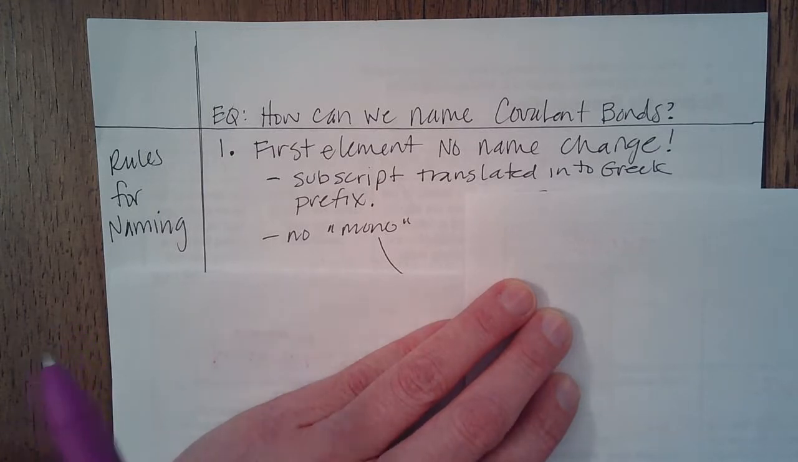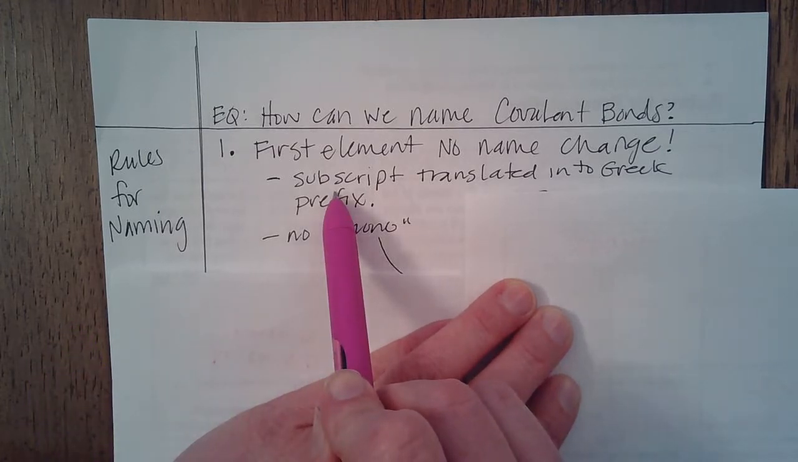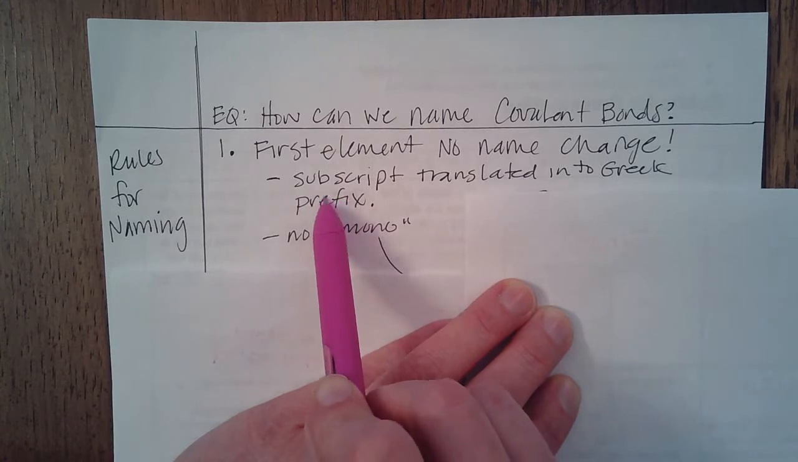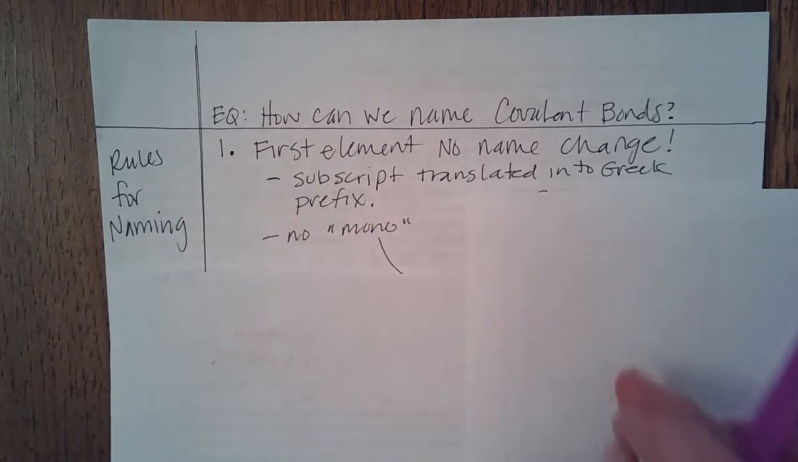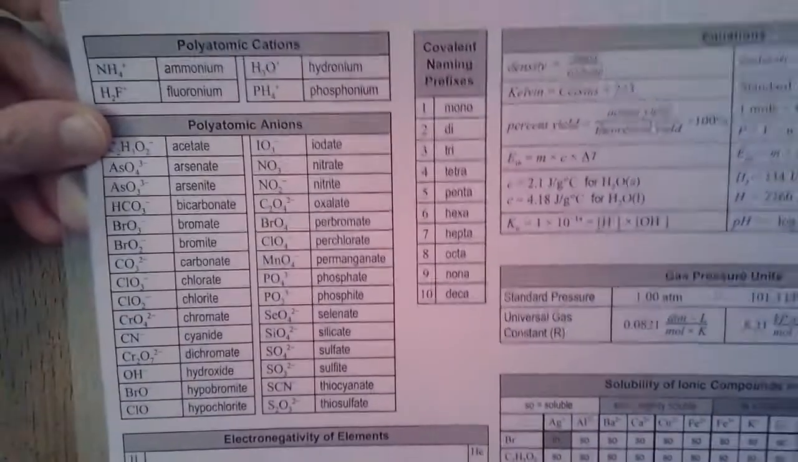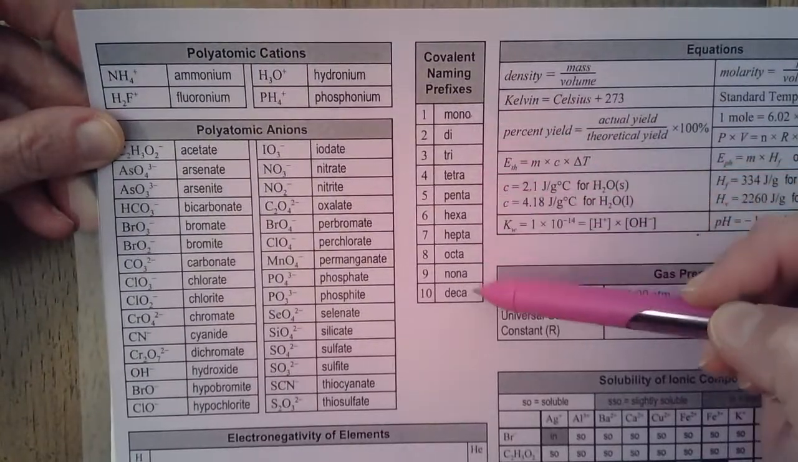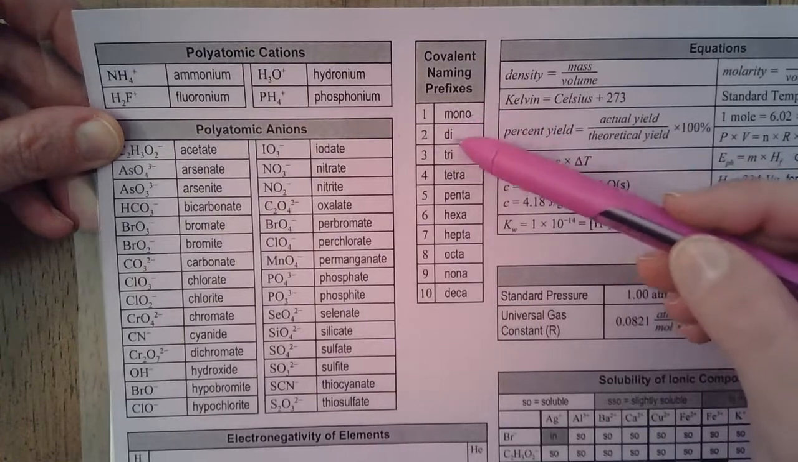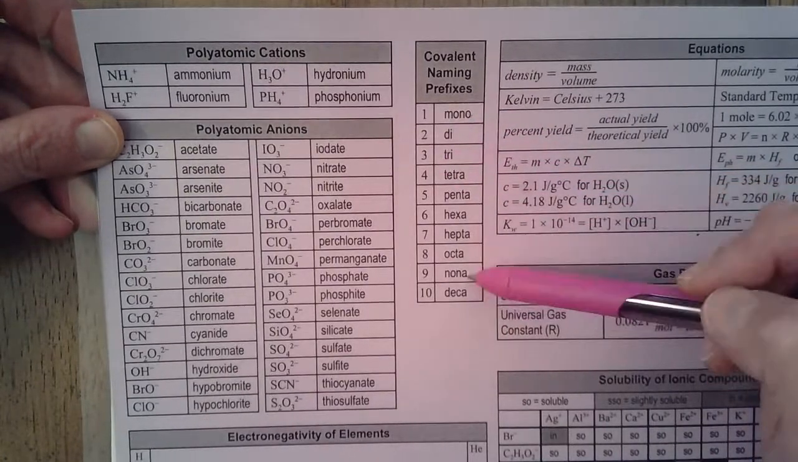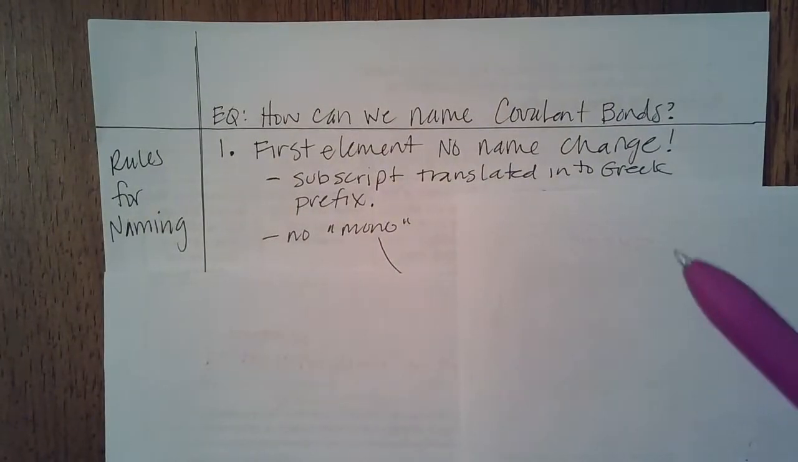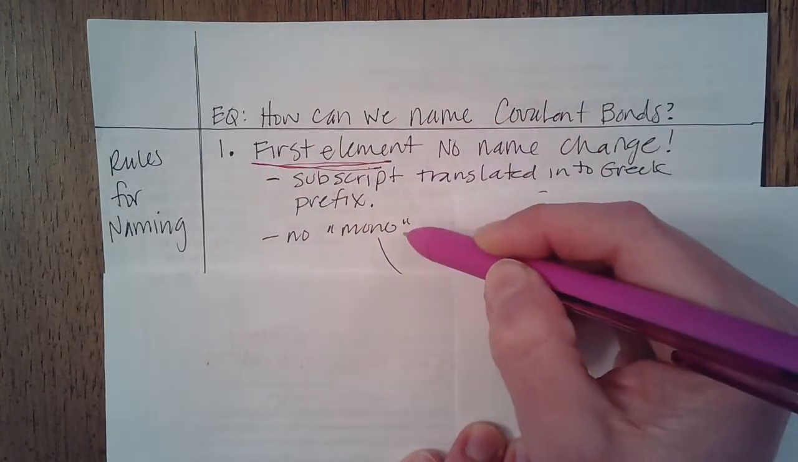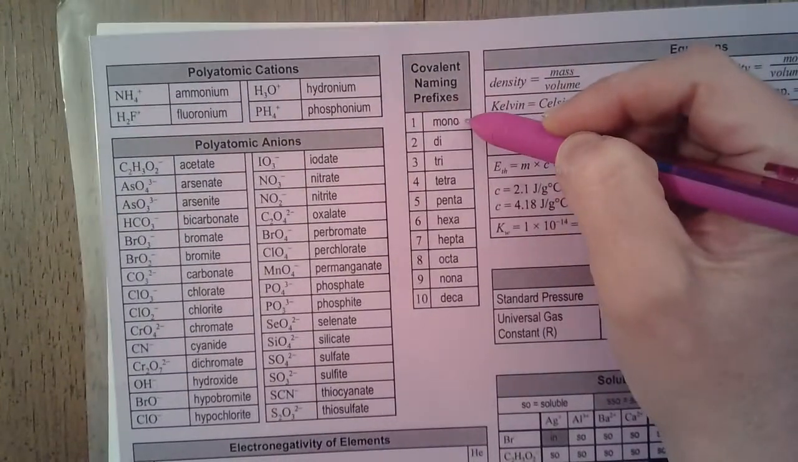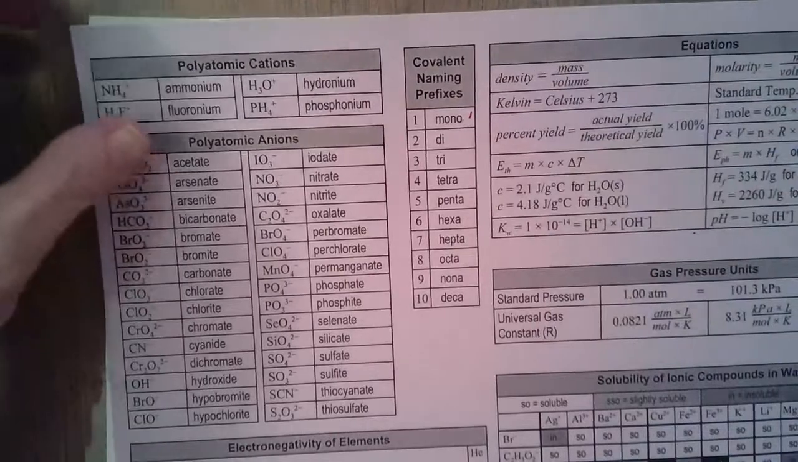But in the naming, the subscripts matter. So the subscripts are those little numbers. And then they're translated into Greek prefixes, which are found on the back of your periodic table right here. You'll always have these. So 1 is mono, 2 is di, 3 is tri, and so forth. On the first element only, there is no mono. So if there's only one of the first element, you don't use mono. And you'll see in a moment what I mean by that.